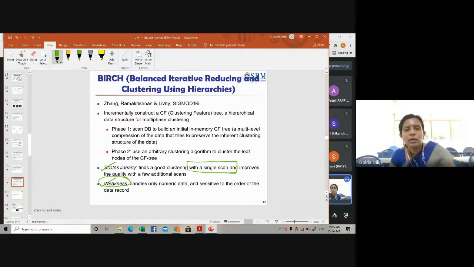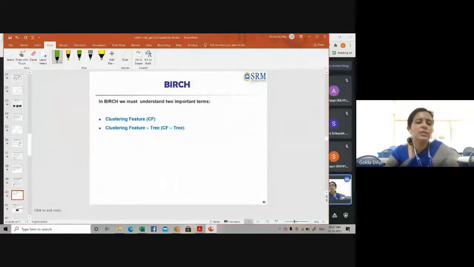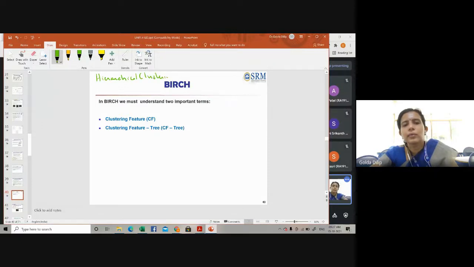Now let's move on to Birch in a little more detail. What is this all about? When you say Birch, if I tell you what the objective of Birch is, there are two objectives. One is hierarchical clustering, along with that iterative partitioning.